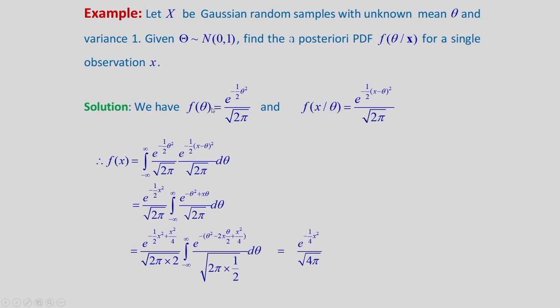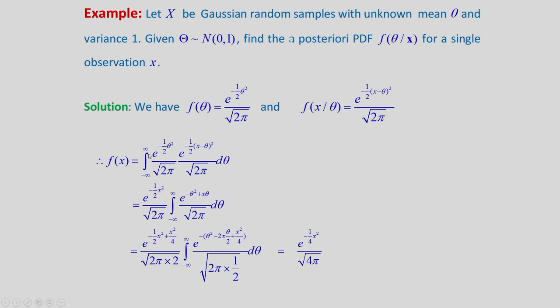So, f of theta will be e to the power minus half theta square divided by root over 2 pi. And the likelihood function or conditional PDF is given by f of x given theta is equal to e to the power minus half of x minus theta whole square divided by root over 2 pi. So, we have to find out the marginal PDF f of x.